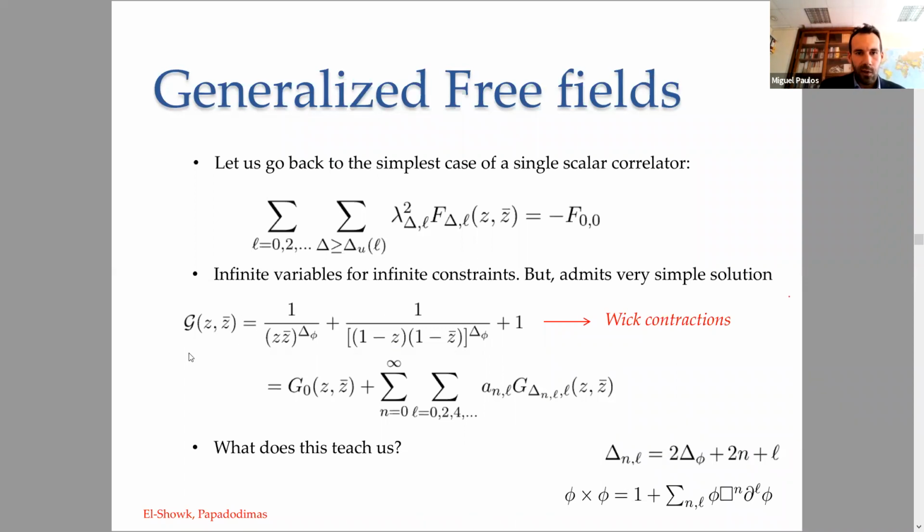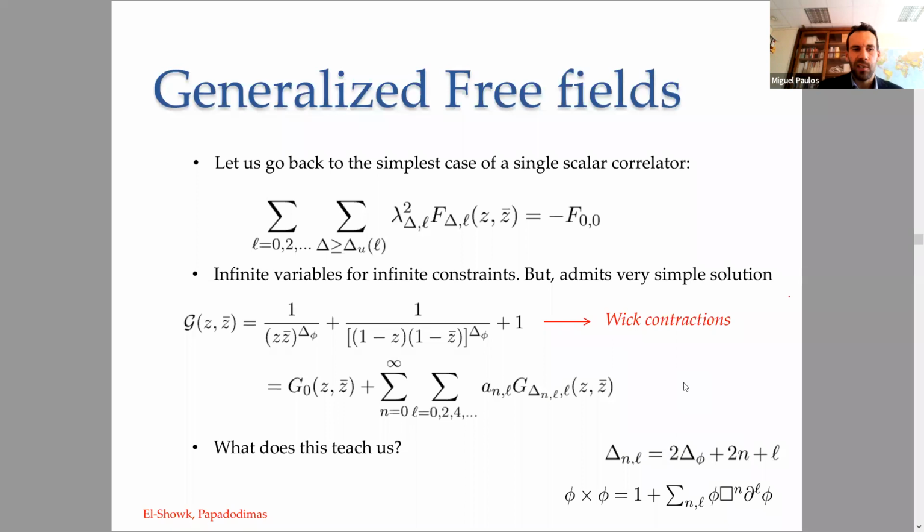The solution, the correlator, looks like this. It's just a sum of 3 terms. These 3 terms are basically Wick contractions. And we know how to compute the conformal block expansion of this correlator. It's also very simple. It contains the identity, and then it contains an infinite tower of operators whose dimensions take this form. And this solution is known as a generalized free field.